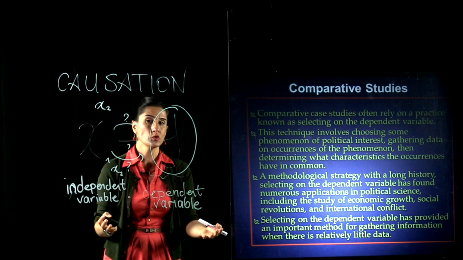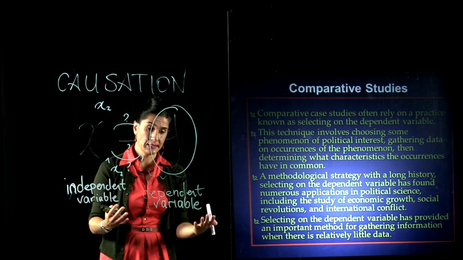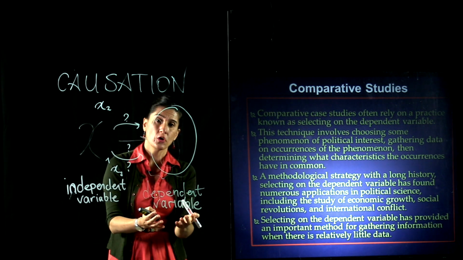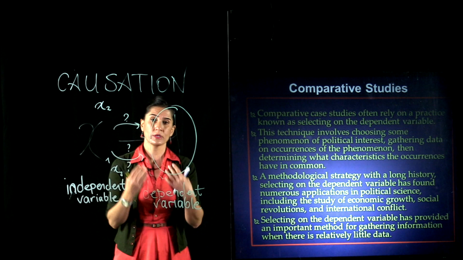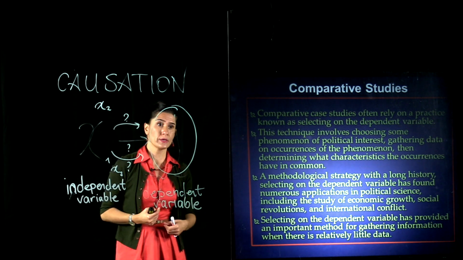So in comparative studies, they often rely on selecting on the dependent variable. How do we choose our cases in a comparative study? They say it is mostly choosing on the dependent variable. You are looking at the cases where Y took place.